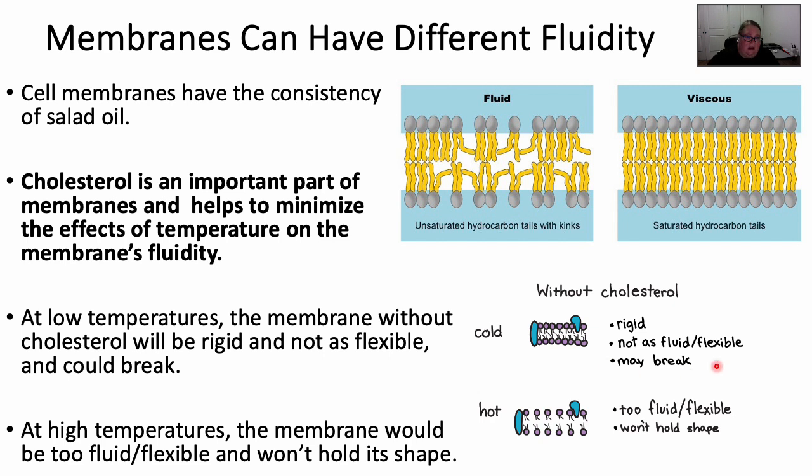If we have kinks in our phospholipids, they don't pack too tightly, so they're fluid. But if they're saturated, remember, no double bonds in the hydrocarbon tails, this is going to allow the phospholipids to pack very closely together. So we have kind of a mixture between the two, and we try to keep our membrane fluid.